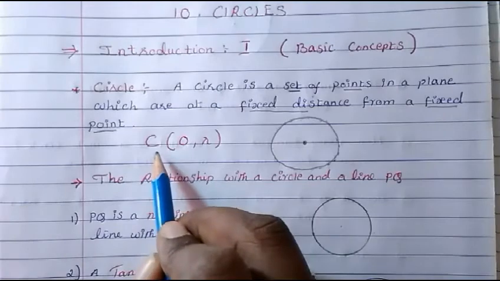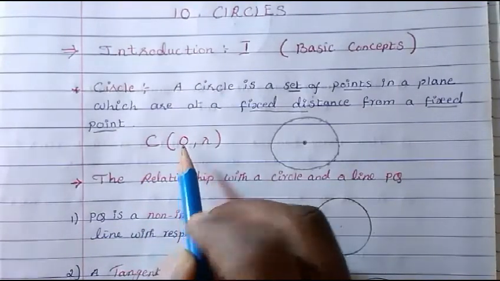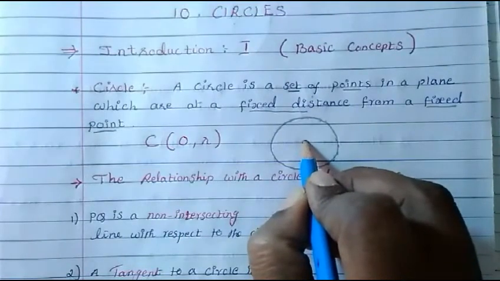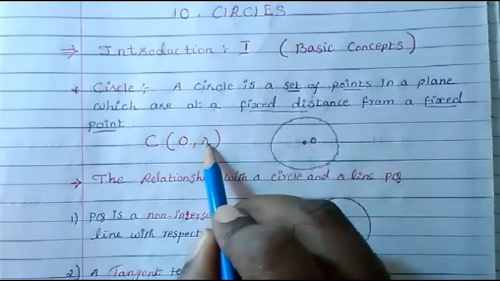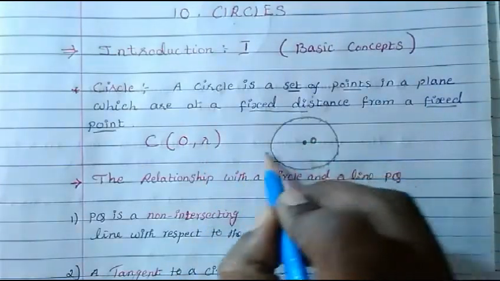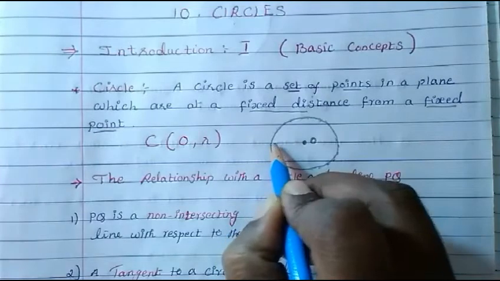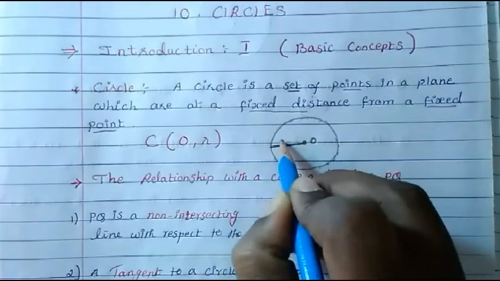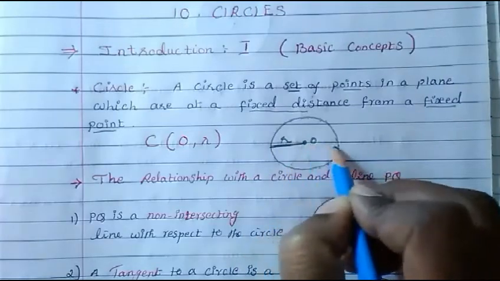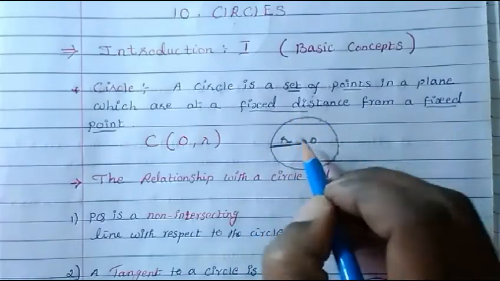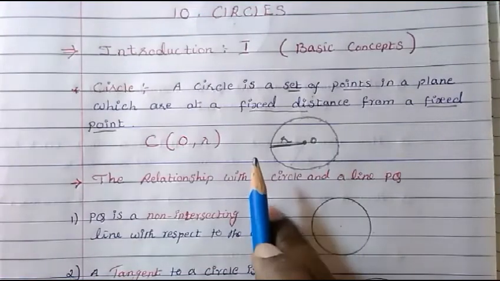So we denote a circle like this. C stands for circle, O stands for the origin, the fixed point, the center. And R stands for the radius, the fixed distance from the fixed point. All of these are radii. Whichever point at the fixed distance, all are called radius. So that's about the circle.